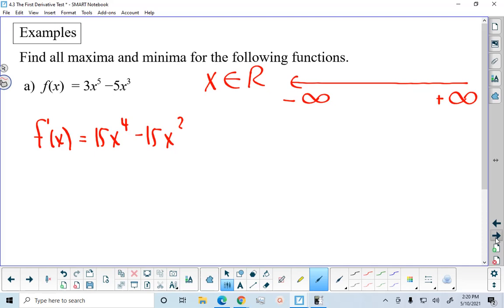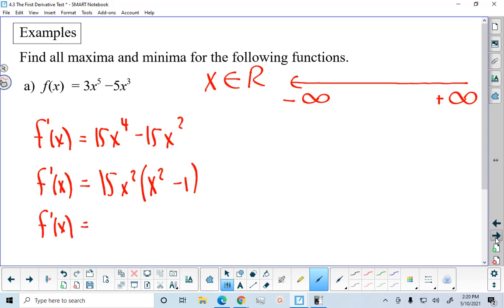Swinging the 5 down, 5 times 3 is 15. Drop 1 from the exponent. Swing the 3 down, 3 times 5 is 15. Drop 1 from the exponent. The derivative in that form is really useless to us. It only becomes valuable in factored form. So I can factor out a 15x squared and be left with x squared minus 1.